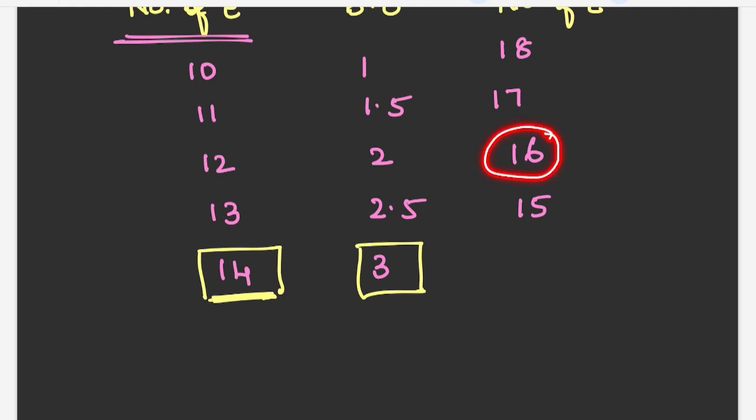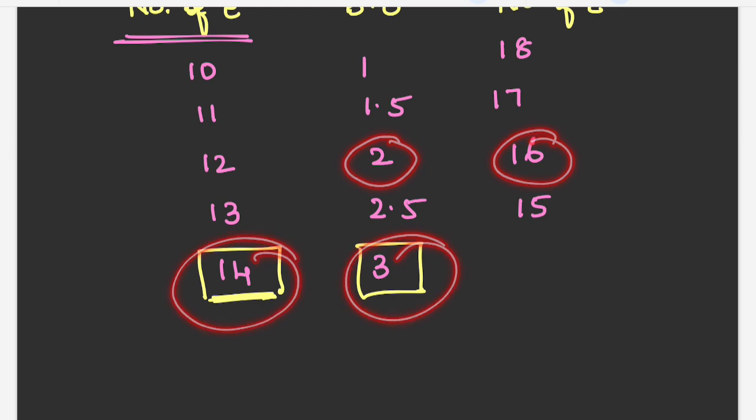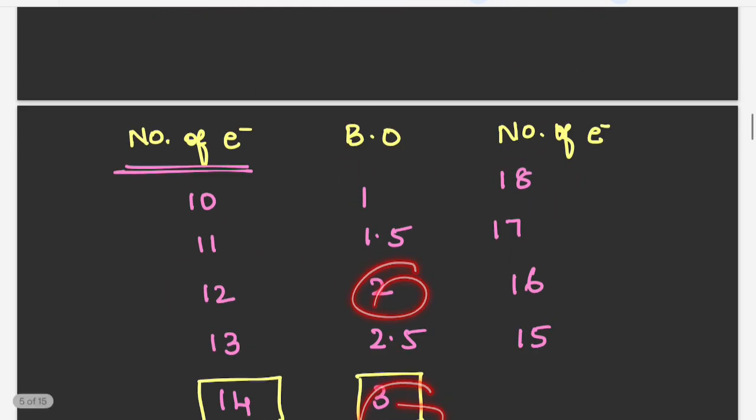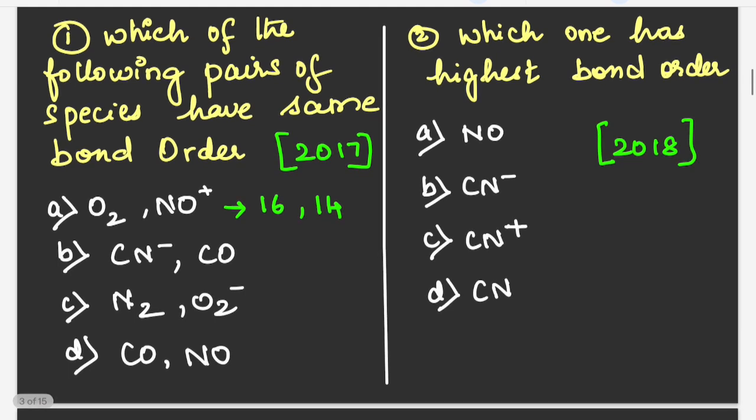So 16 has a bond order of 2, and 14 has a bond order of 3. So both are different, 2 and 3. Here the question is which has the same bond order, but the bond order is different for these. For 16 the bond order is 2, for 14 it is 3. So the first one is not the answer. We will see the second one.